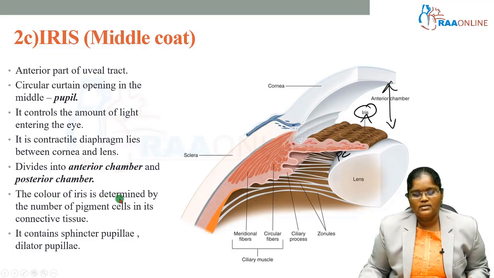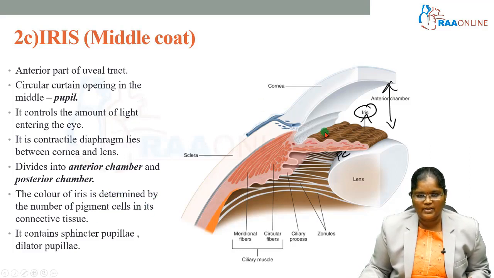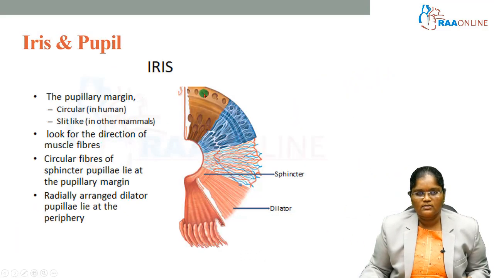The color of the iris is determined by the number of pigment cells present, that is the melanin cells within the connective tissue layer. It contains sphincter pupillae and dilator pupillae. Let's see what the muscles are. These are the different layers of the iris muscle. This is the melanin pigment seen. After we remove that epithelium, this is the muscular coat and this is the vascular coat of the iris, which is supplied by two arterial arcades, the major and minor arterial circles. So this is the minor arterial circle, this is the major arterial circle, and this is the muscle coat.